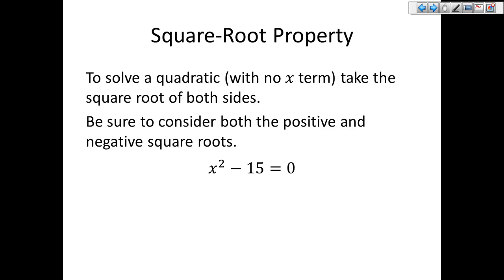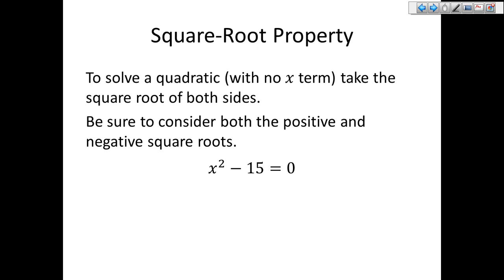The square root property simply says that we can solve a quadratic where there's no x term by just taking the square root of both sides. Now, when we do this, we want to make sure that we're including both the positive and the negative square roots. So to solve this quadratic, again, there's no x term.